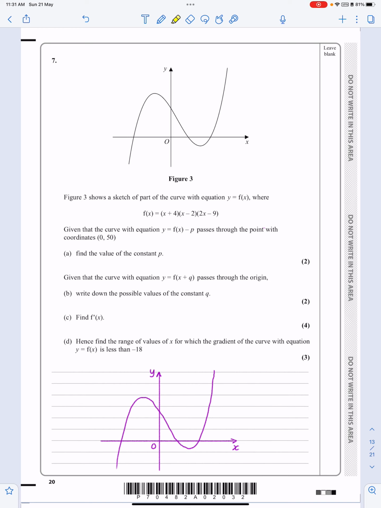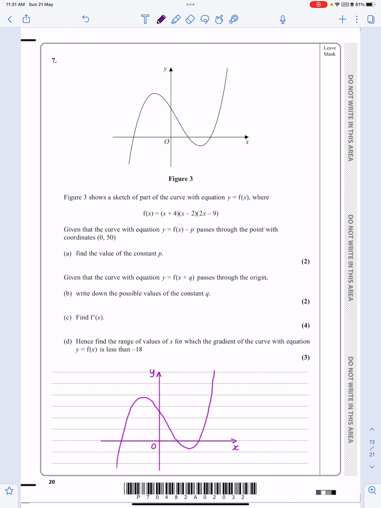Let's get started then. So it says figure 3 shows part of a curve with the equation f(x) equals (x plus 4)(x minus 2)(2x minus 9). Given that the curve with the equation f(x) minus p passes through the point with coordinates (0, 50), find the value of constant p. So I'm going to do a quick little bit of work first of all.